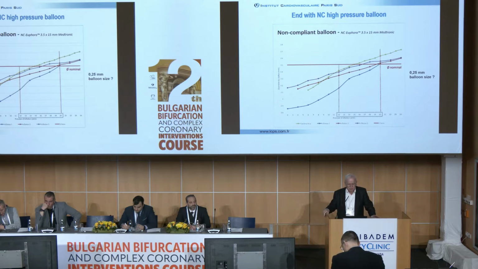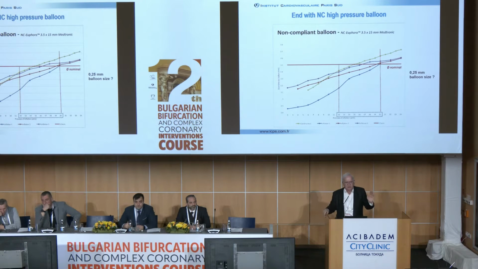So it means that you will have to choose not the diameter. If you are not 3.5 but 3.7, to have the diameter of 3.7, you cannot choose a 3.5 balloon. It will never go. You have to choose a 3.75 balloon with under pressure.